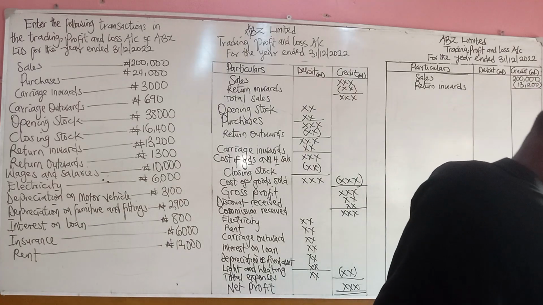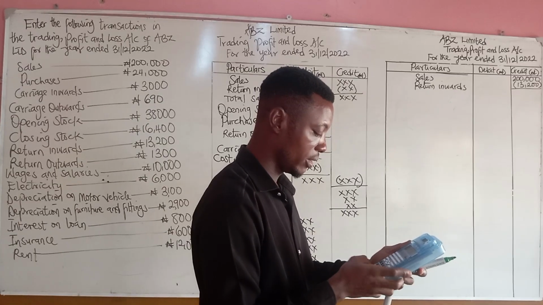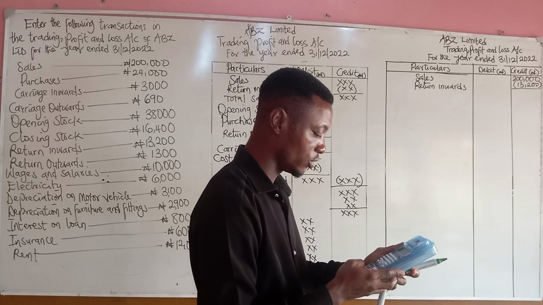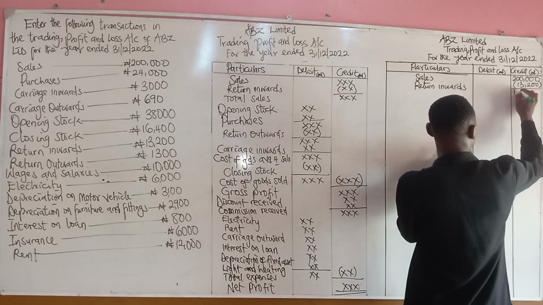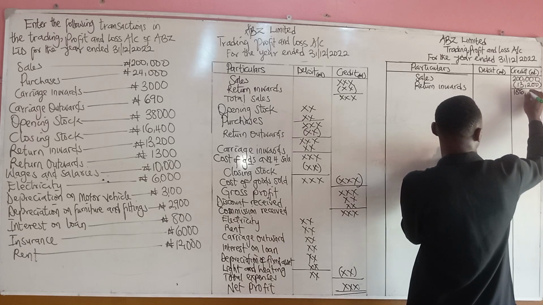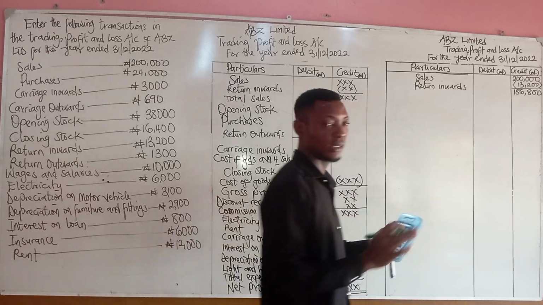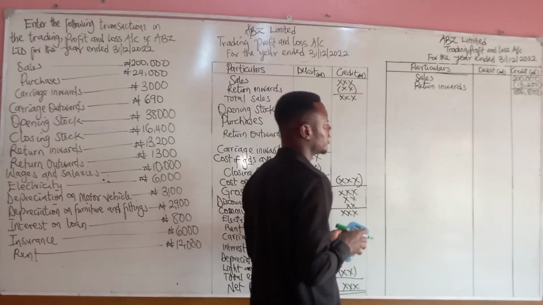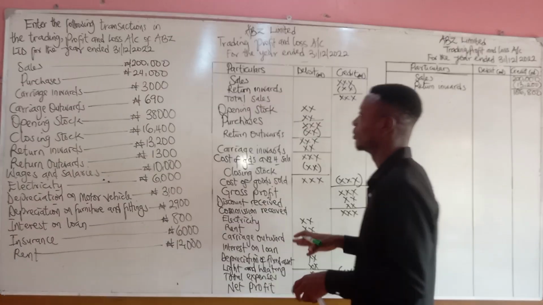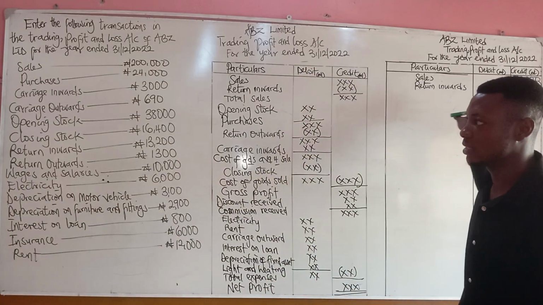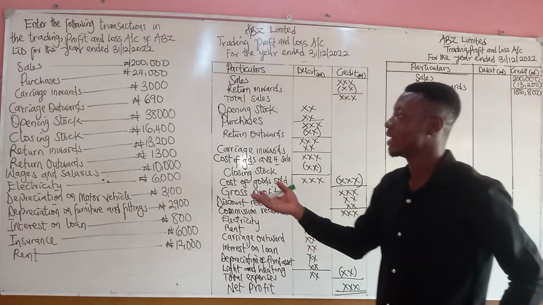Now, let me use my calculator. I have 200,000 minus 13,200. That will give me 186,800. So this is my total sales. Do we understand? That is my total sales. So I'm done with that on the trading account, the credit side of trading account. So we go straight to the debit side.